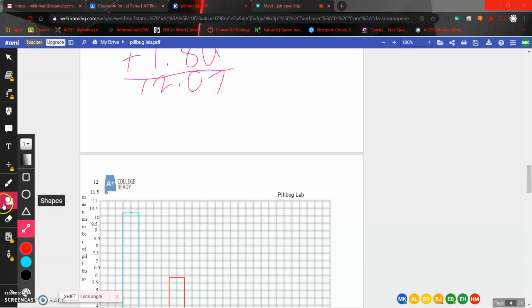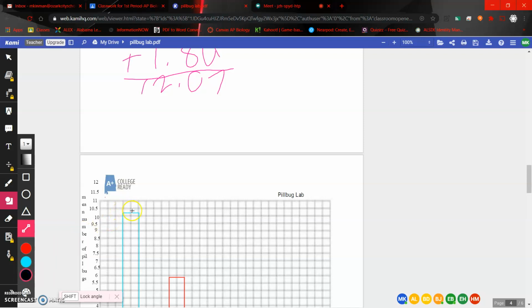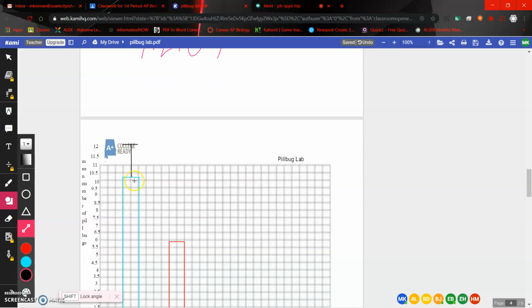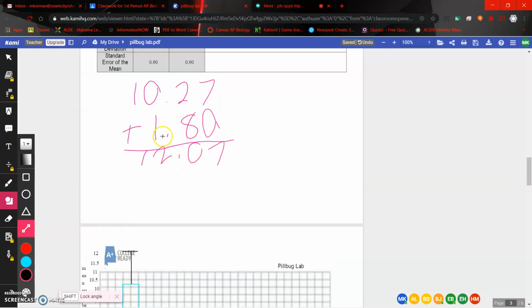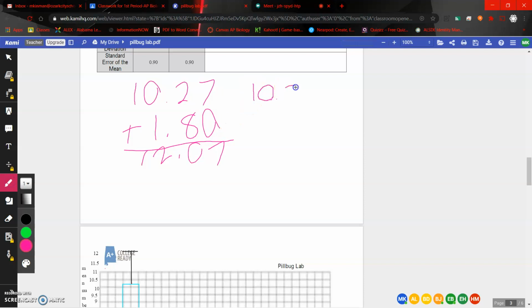We're going to click on our shapes here and insert a line. I'm going to do a black line, up to about 12.07. Then it says draw a horizontal bar right above that, just like that. Now, in our notes, the next thing it tells us to do is to go down 2 SEM. So we're going to subtract 1.8 from 10.27. Let's get the drawing feature here. 10.27 minus 1.8 equals 7.